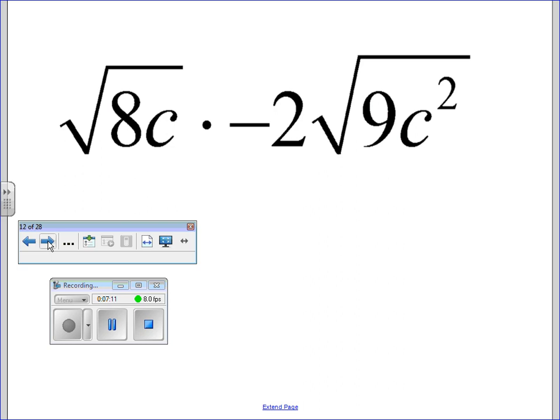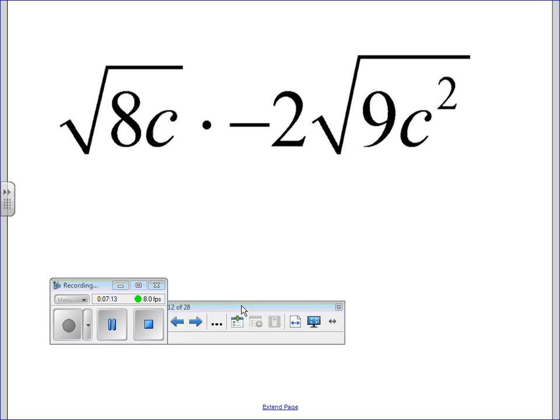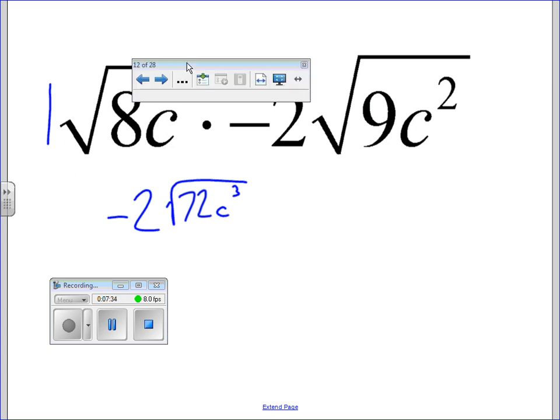Now I've got the square root of 8c times negative 2 square root of 9c squared. So this is a 1 square root of 8c times negative 2 square root of 9c squared. That's going to be negative 2 square root of 72c cubed. Where am I getting the 72 from? I'm multiplying 8 times 9. Where am I getting the c cubed from? It's c times c squared. Now I've multiplied, so now I'm going to simplify.